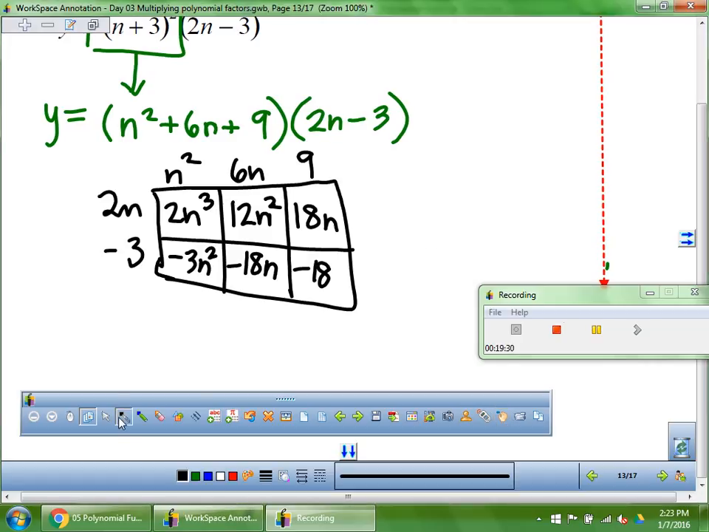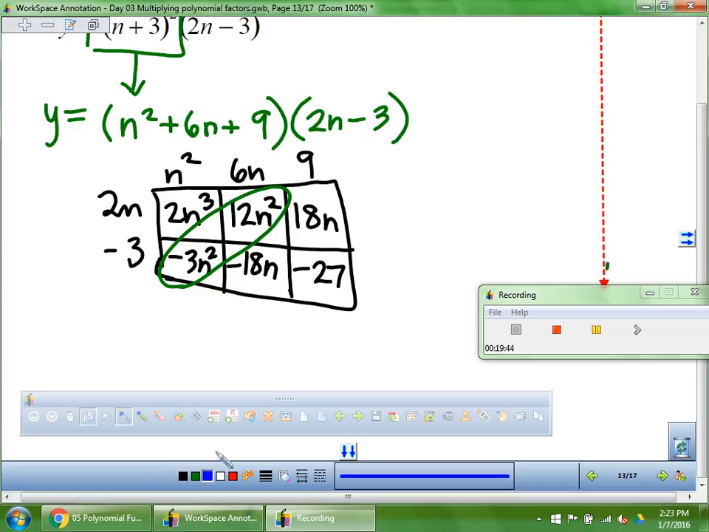Oh, negative 27. Thank you. I multiplied wrong. All right, combining my like terms. They're not always going to be on the diagonal. It depends on the type of problem you're given. But in this case, they are on the diagonal.